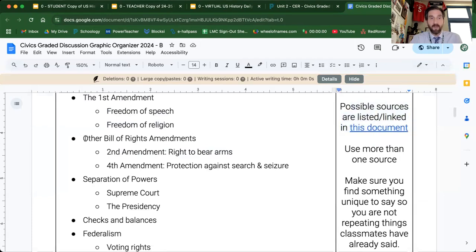If you want to do other amendments, we recommend the Second and Fourth Amendment because there's so much about those two. But if you want to do the Fifth Amendment, you want to do Ninth or 10th Amendment, totally up to you. You have that option, but you would have to find evidence, find sources on your own.